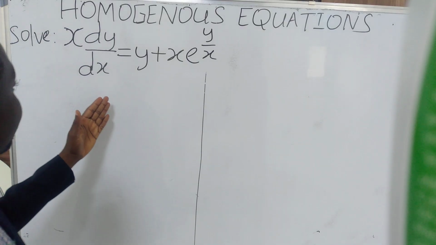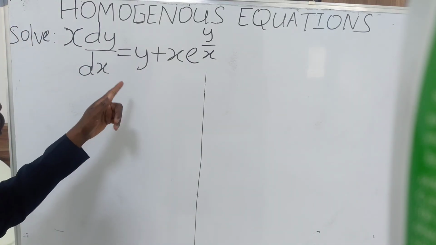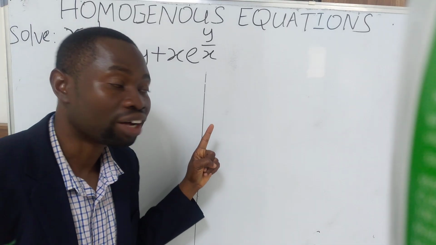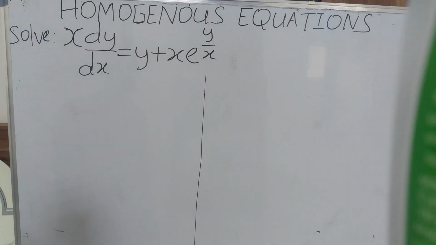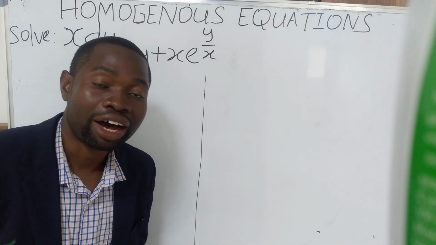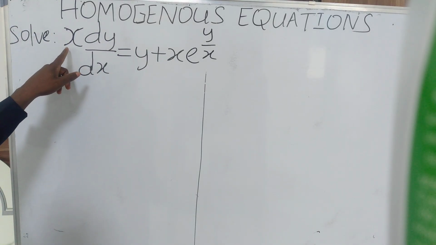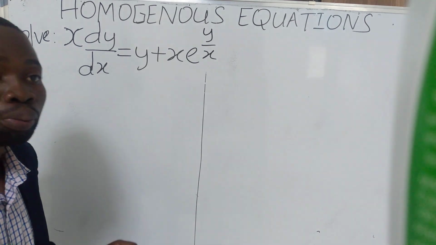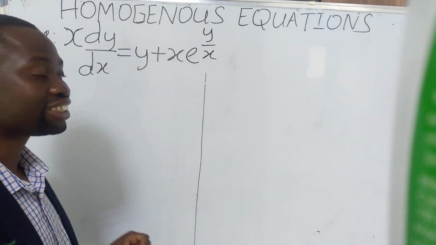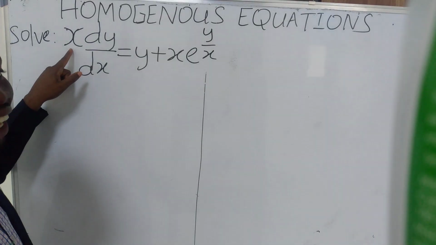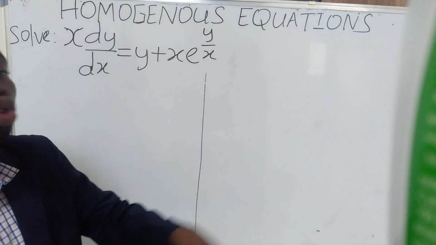x dy/dx equals y plus x exponential y over x. Now, since you want to use the homogeneous equation, where you have to introduce another variable, the first thing you have to do is to make dy/dx the subject of the formula. So to do that, I have to remove this x. So divide all through by x.